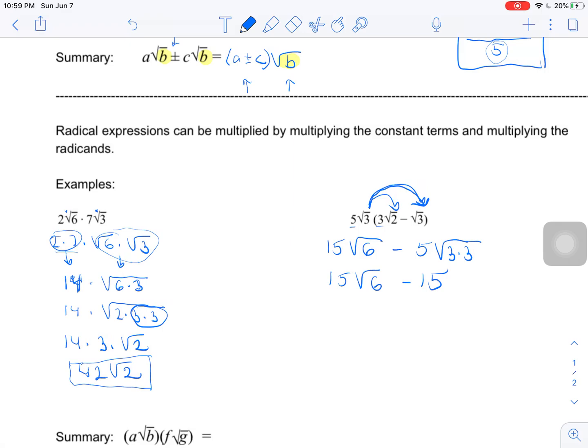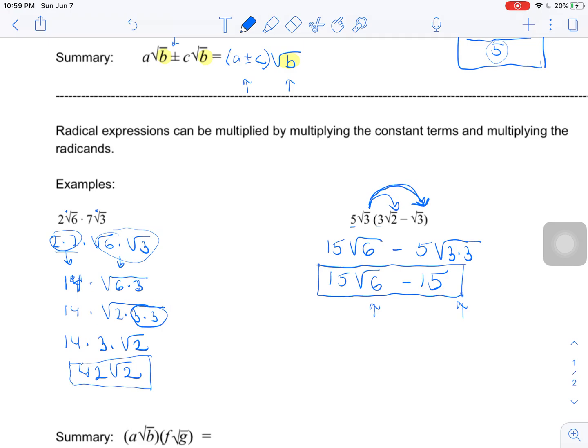Now, don't be fooled by this. They both have a 15, but they do not have the same radicand. This has a radicand of 6. This has no radicand. So that means they're not like terms because they do not have the same radicand. So that means that is as far as I can go with this. So 15 times the square root of 6 minus 15 would be a simplified version of that.